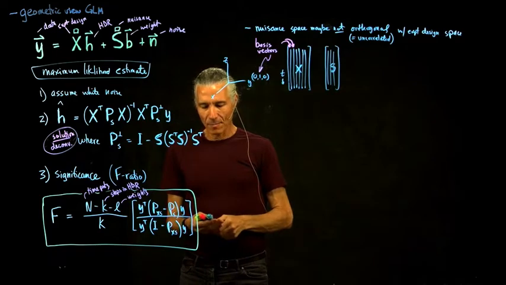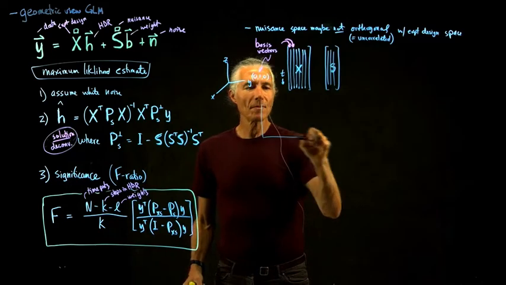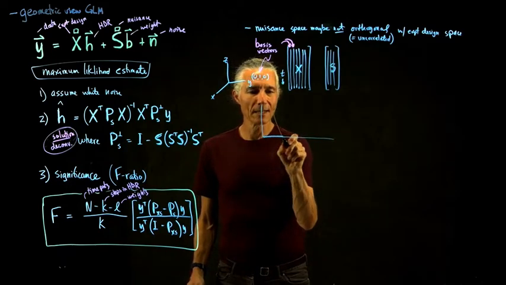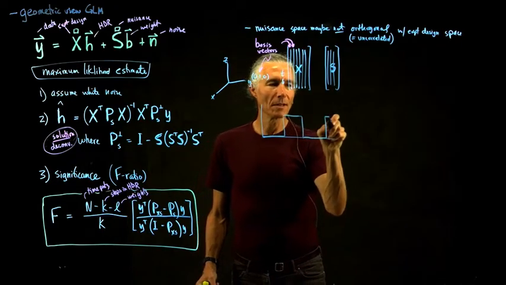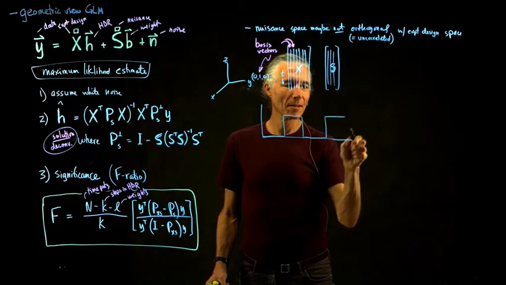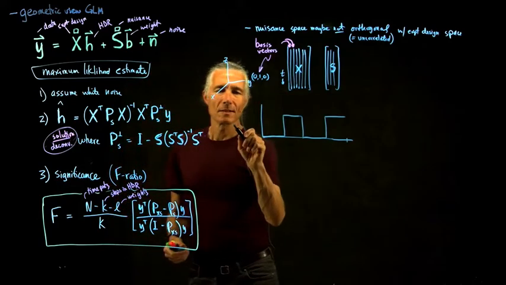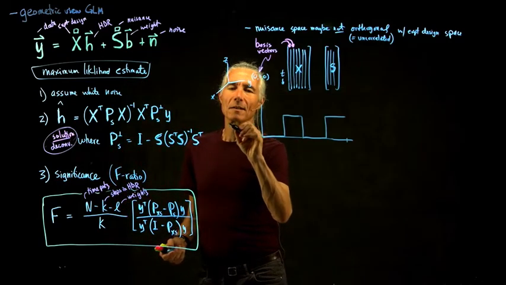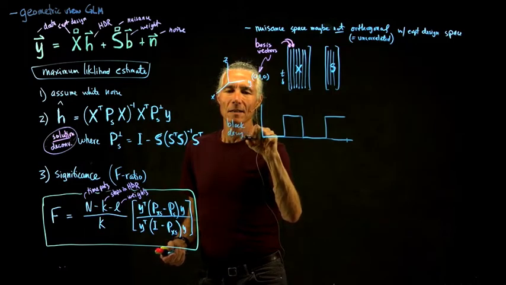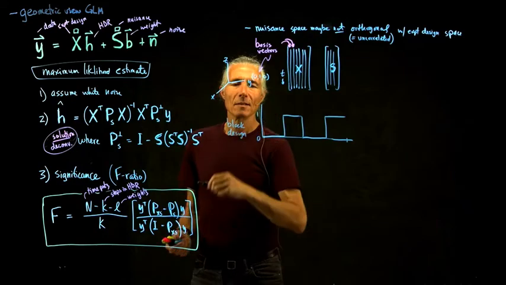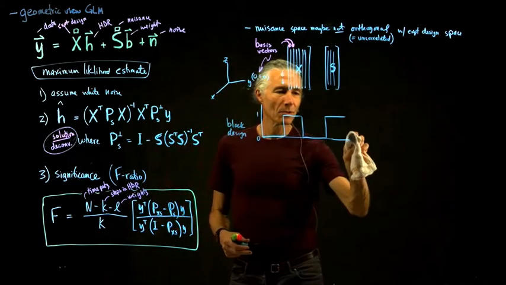So let's just give a simple example of how that might occur. If we have a simple experimental design that's just off, on, off, on, that's a simple experimental design like that. This is like our block design. So that's 0 and 1. We just have 2 offs and 2 ons.